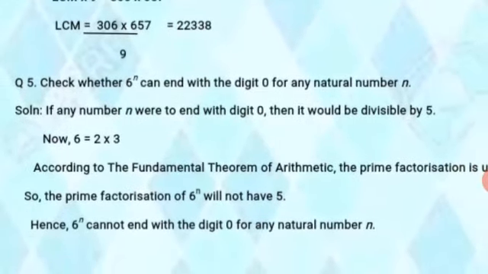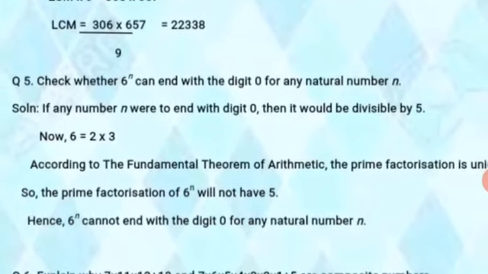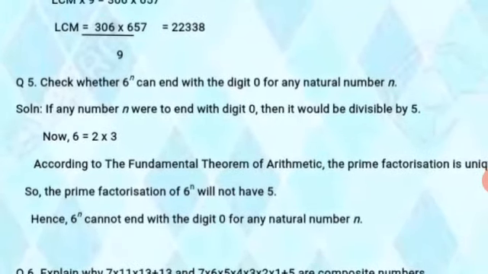Check whether 6 raised to power n can end with the digit 0 for any natural number n. Now children, if any number ends with the digit 0, it is compulsory that its prime factorization will always have 5 in it. Let me take an example. 10 is a number that has the last digit as 0 and its prime factorization is 2 into 5.